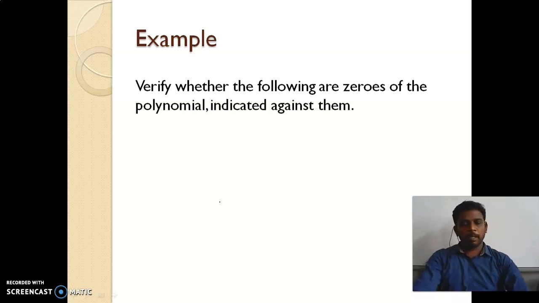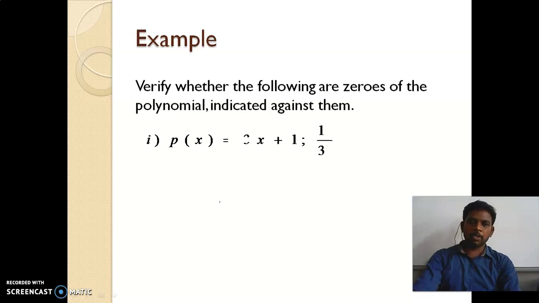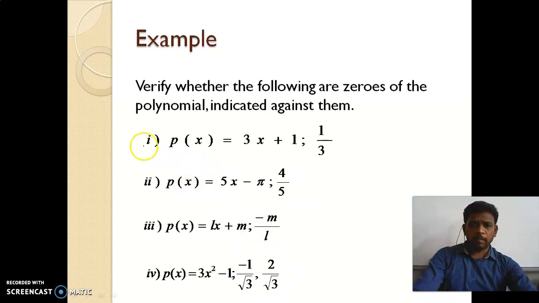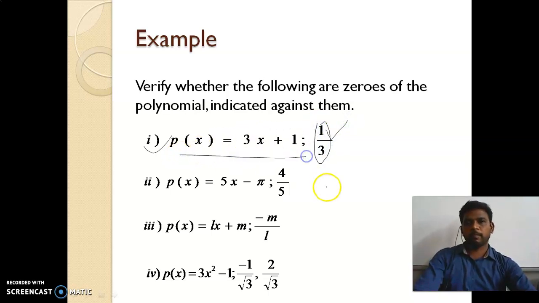In a similar way, here also some questions are given. We are going to check whether the indicated value, that is for the first question 1 by 3, is a zero of this polynomial or not. In the second one, we are going to check whether 4 by 5 is a zero of the polynomial or not. So likewise, look at the solution now.